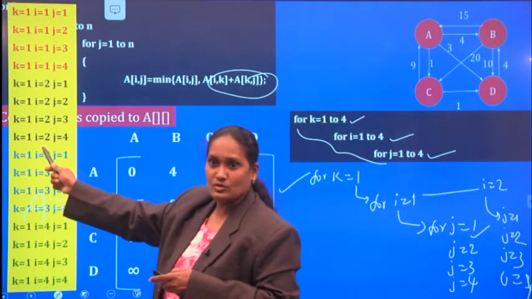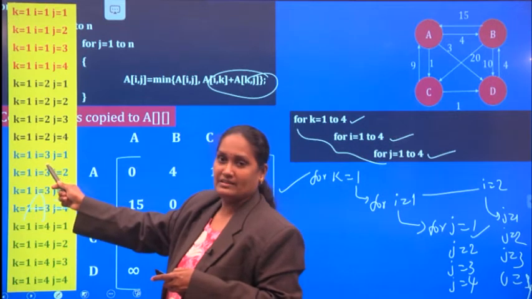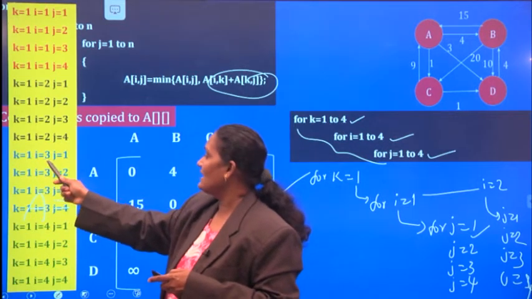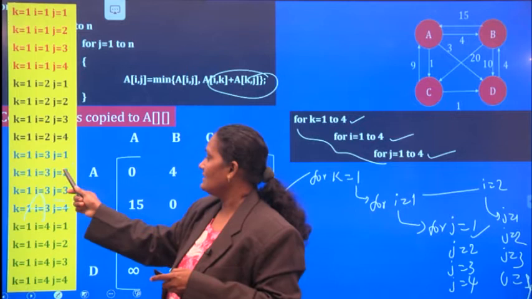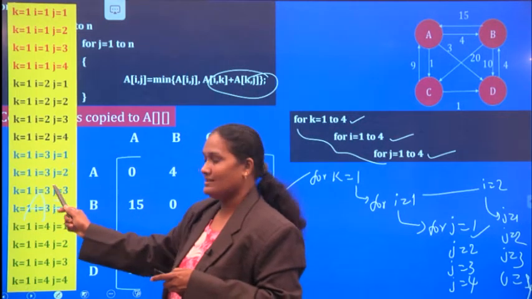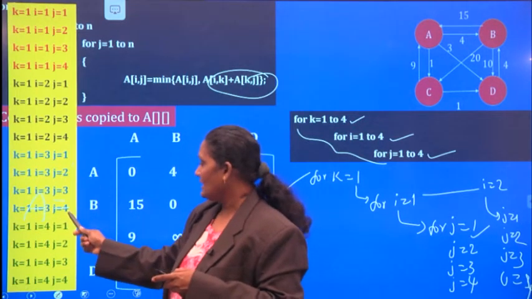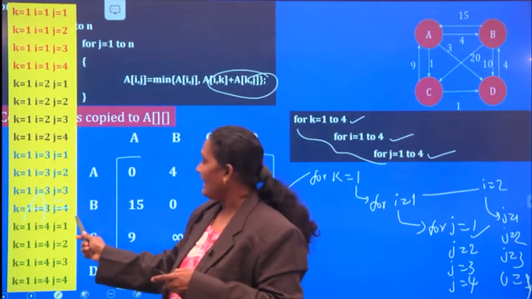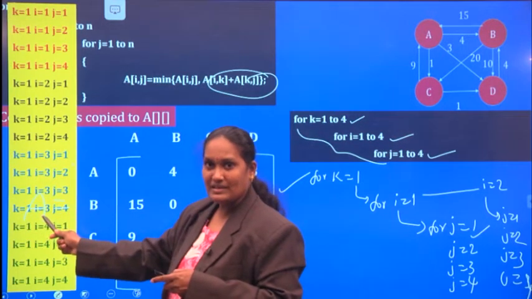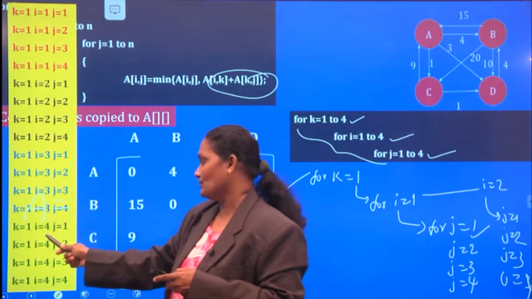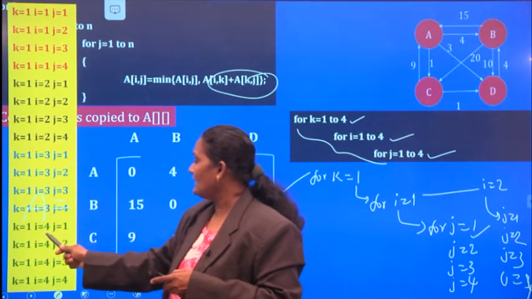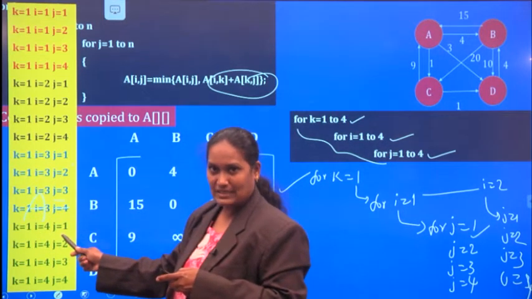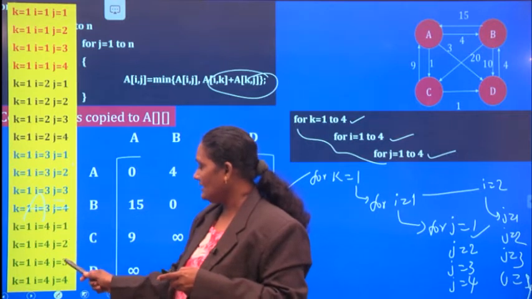Again I am going to this loop. Here the i value is incremented. The i value becomes 3, that is k1 i3 j1, k1 i3 j2, k1 i3 j3, k1 i3 j4. Now I can come out of the loop and I go for this loop. Here in this loop the i value becomes 4. Now that is k is equal to 1, i is equal to 4, j is equal to 1. Now in the same way 2, 3, 4.